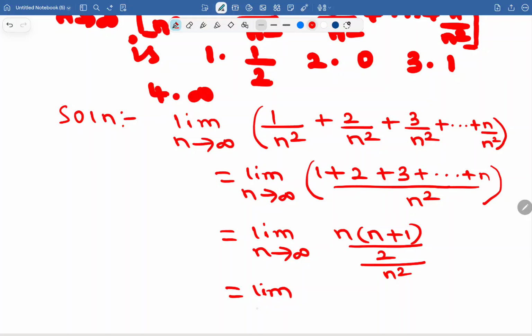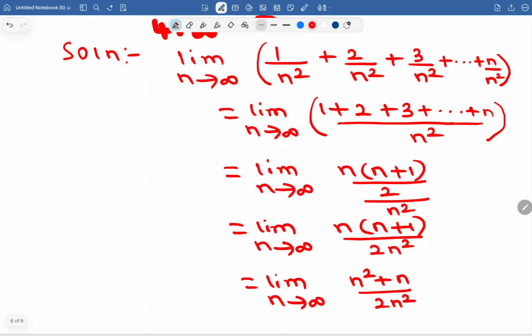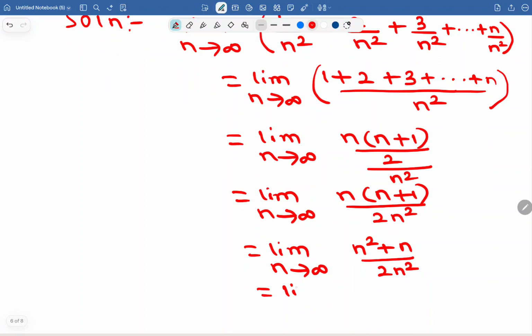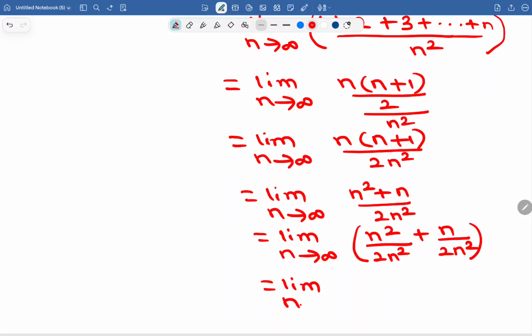This is nothing but limit n tends to infinity n into n plus 1 by 2n square, which is equivalent to limit n tends to infinity n square plus n by 2n square, which is equivalent to limit n tends to infinity n square by 2n square plus n by 2n square, which is equivalent to limit n tends to infinity 1 by 2 plus 1 by 2n.